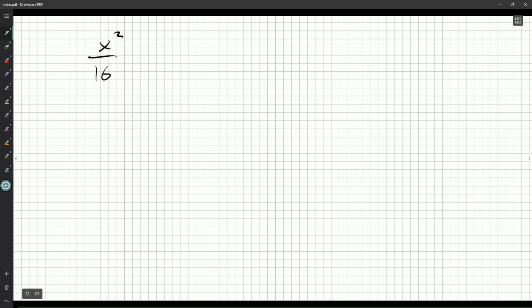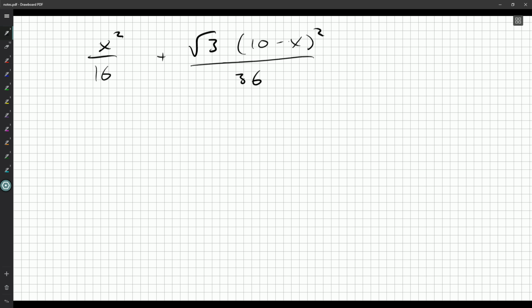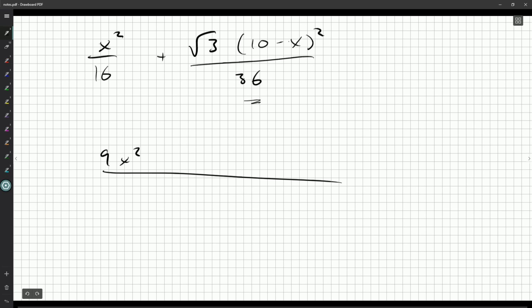Okay, but what have we got? So x squared over 16. I'd like to get a common denominator here, if I can. Common denominator, 36, so I need a factor of 9, so definitely need to multiply 16 by 9. 144 should do it. Yeah, so multiply this base here by 4. We'll get 9x squared plus 4 root 3, 10 minus x squared, over 144. Okay, so I want this to be minimum.